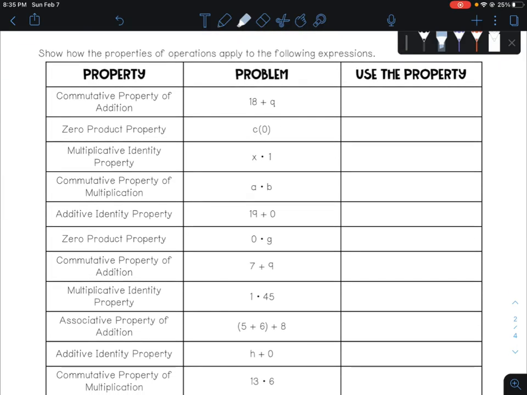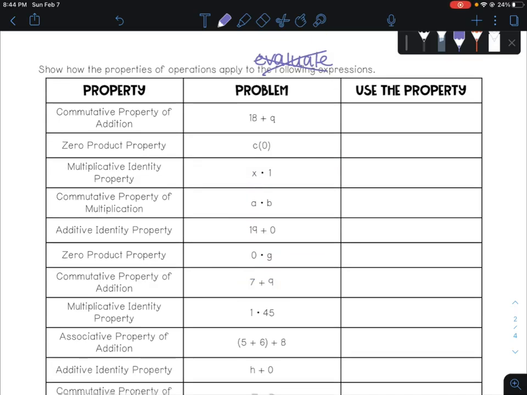All right, so we're going to actually take these properties and we're going to use them with different expressions that have different variables. But you'll notice here that we're not given the value of any of the variables. So we will not be evaluating like we did in the previous lesson. We will be using the properties. And when we use the properties, we create an equivalent expression. So in this last column, we're going to be writing in an equivalent expression from whatever property it told us to use.